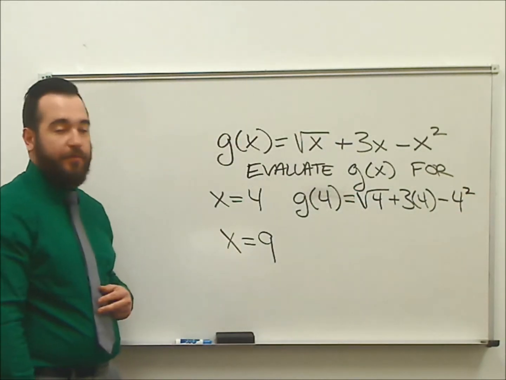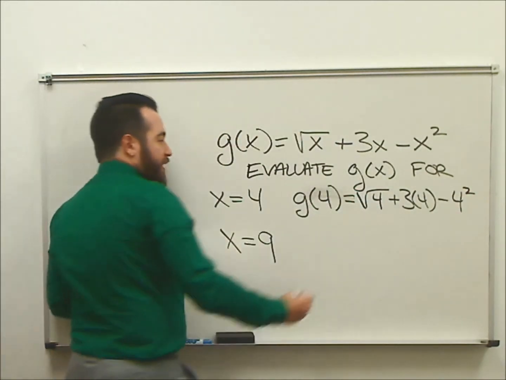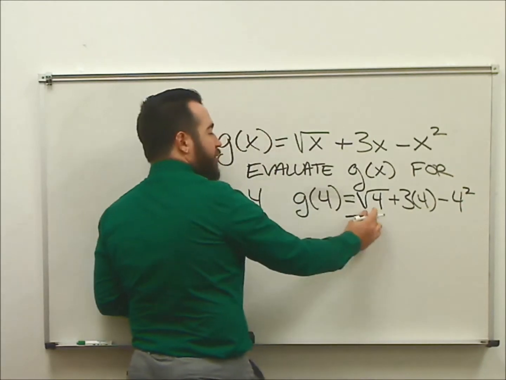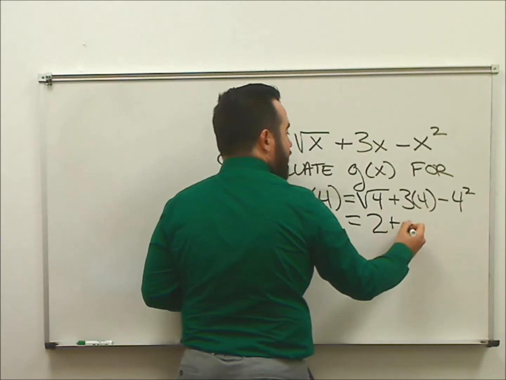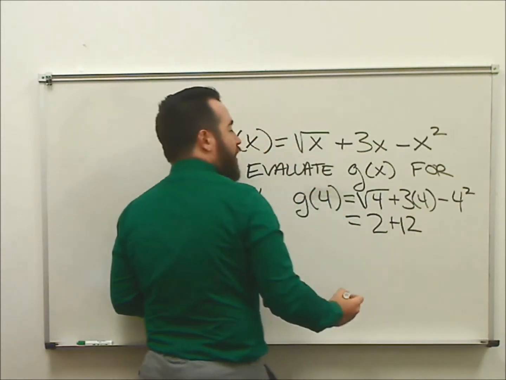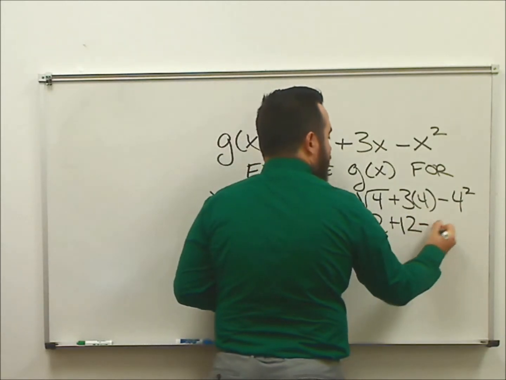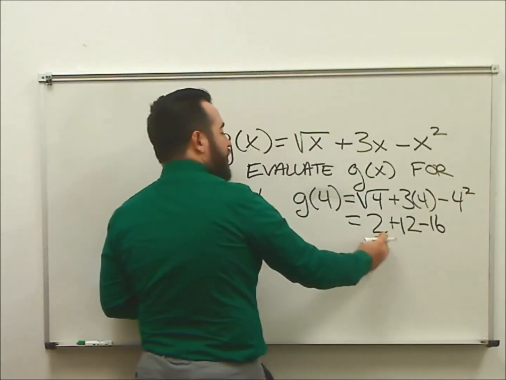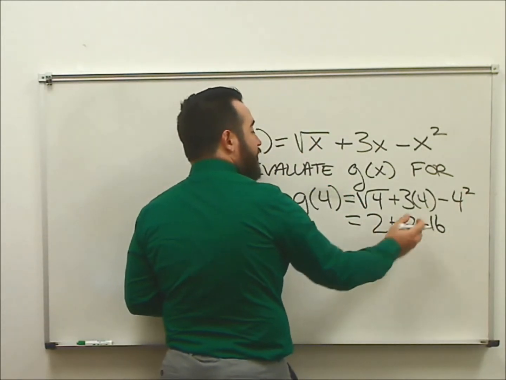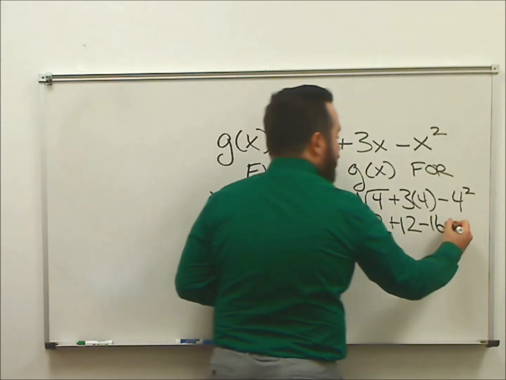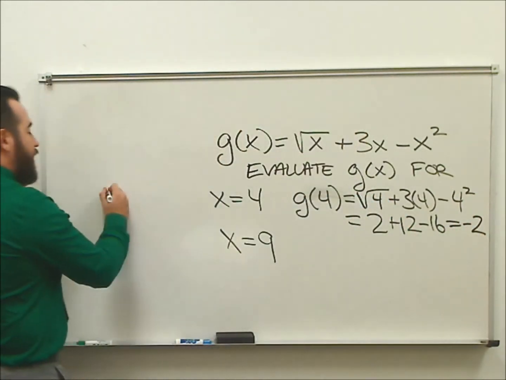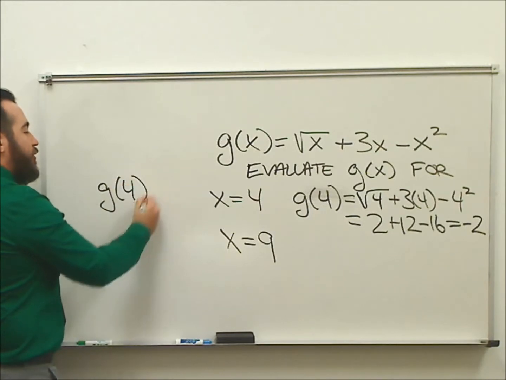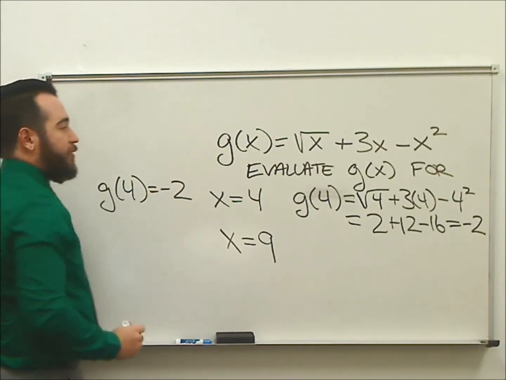4 squared. What this works out to be is, well, the square root of 4 is 2. 3 times 4 is 12. And 4 squared is 16. So 2 plus 12 is 14. Minus 16 is negative 2. So that gives us g of 4 equals negative 2.